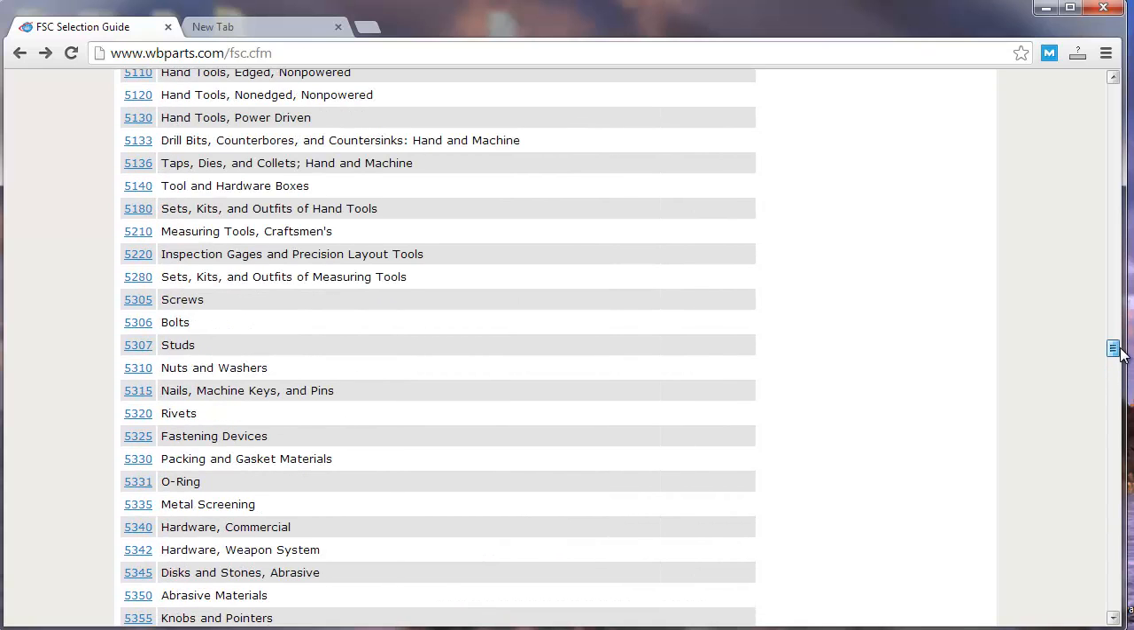So there's our 5310 right here, which is our nuts and washers, and above that we have studs, bolts, and screws. Going down we have rivets, fastener devices, and so on, O-rings. And you can see how this is put together.